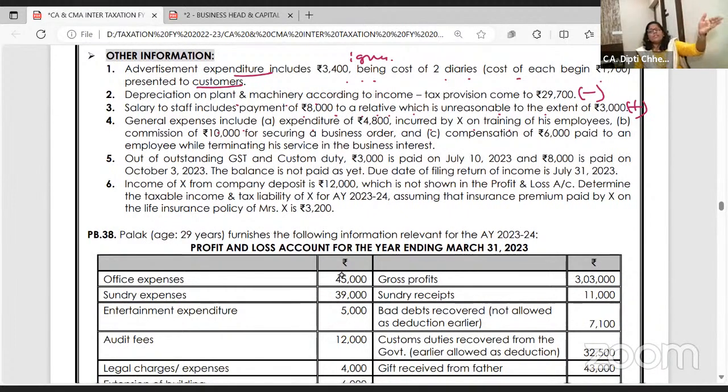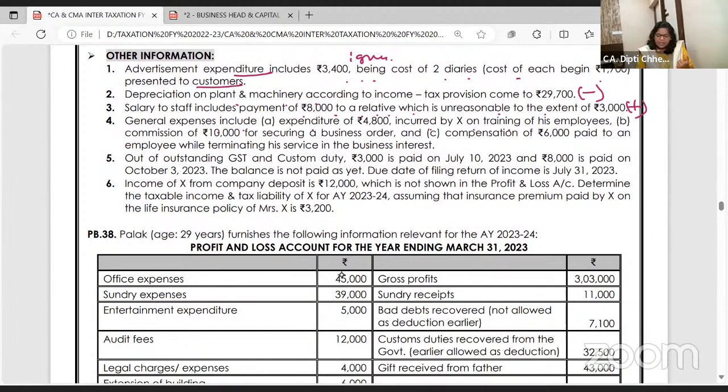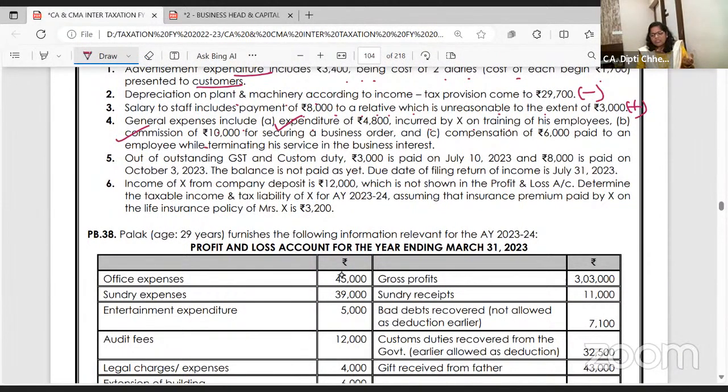Weekend may the employers take the employees to resort where they are entertained also, and then training camps are also there from morning to evening. Is it allowed? Yes. So इसको क्या करना है? ना add ना less. Commission 10,000 for securing order. Allowed. You can pay commission to outsider for getting business.